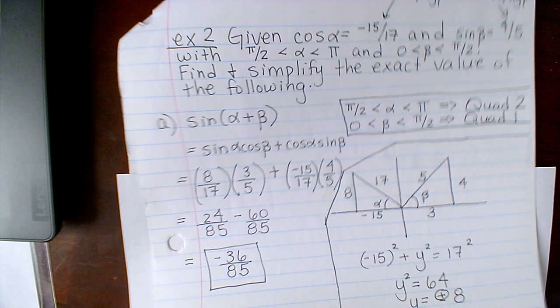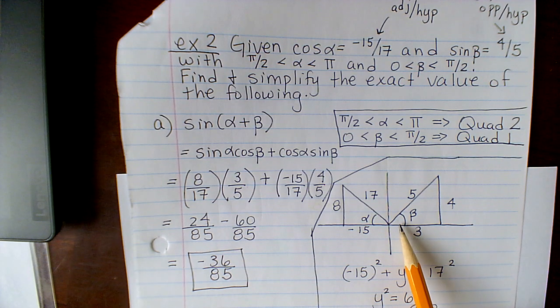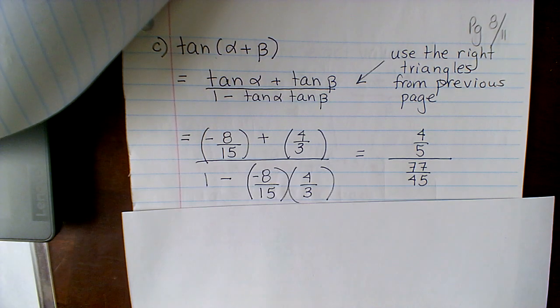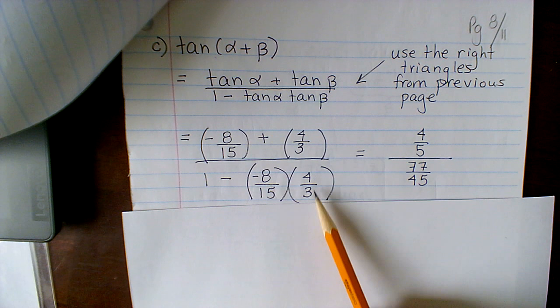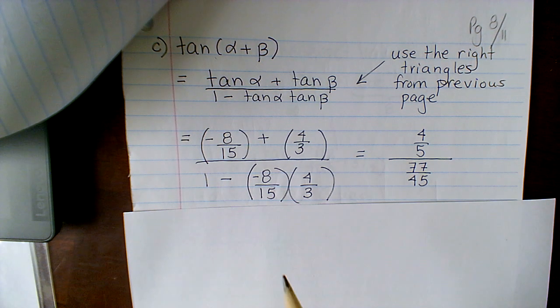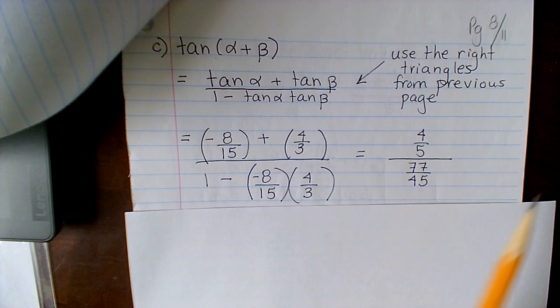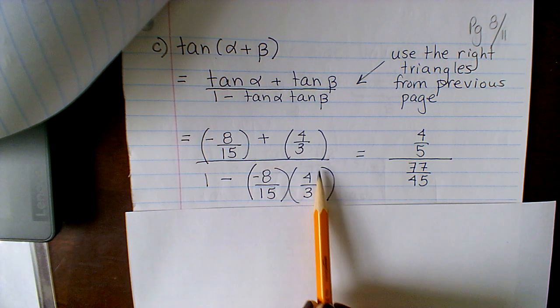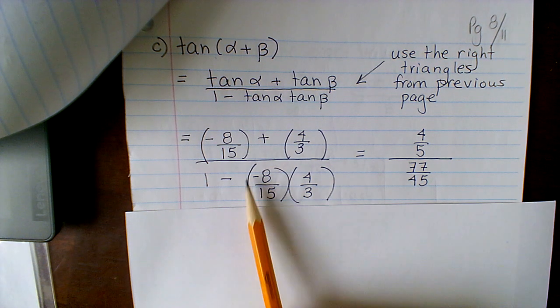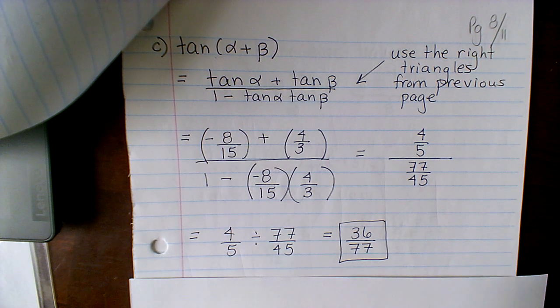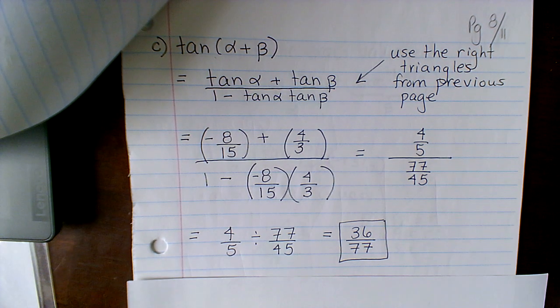The tangent of beta, we're going to look at the beta triangle. Opposite over adjacent is 4 over 3. And then tangent alpha, tangent beta. And then we just have to simplify this. So if you grab your calculators, add those two fractions, you get 4/5. 1 minus the product of those two fractions is going to be 77 over 45. And then you'll want to divide those out.